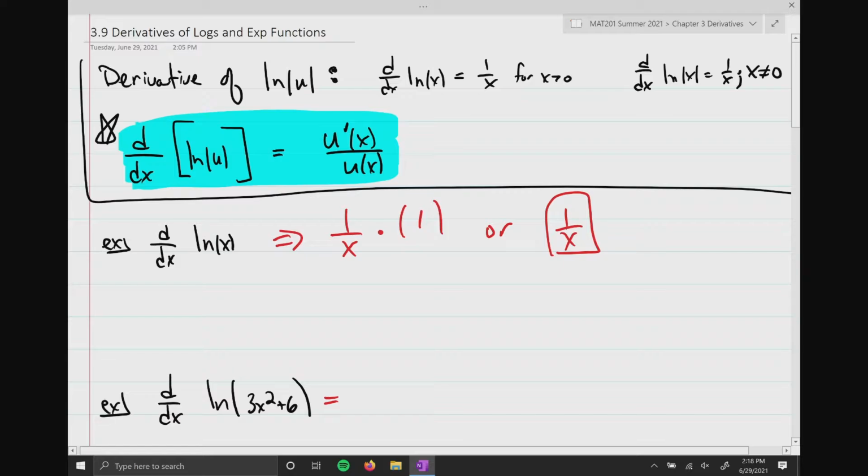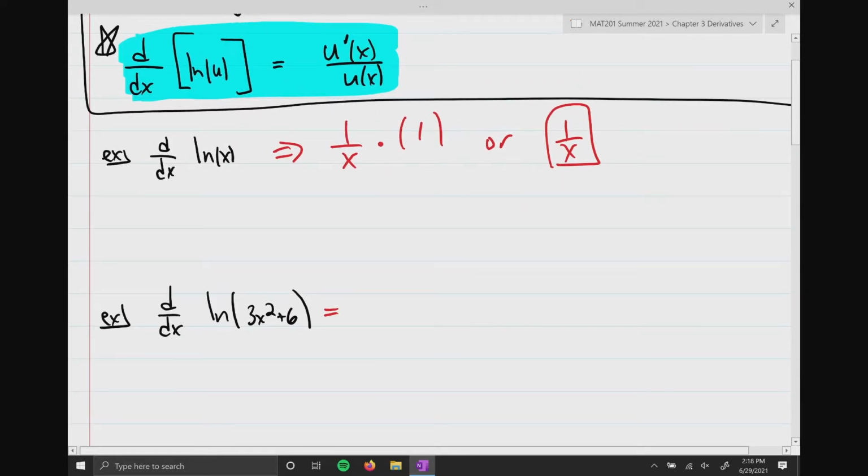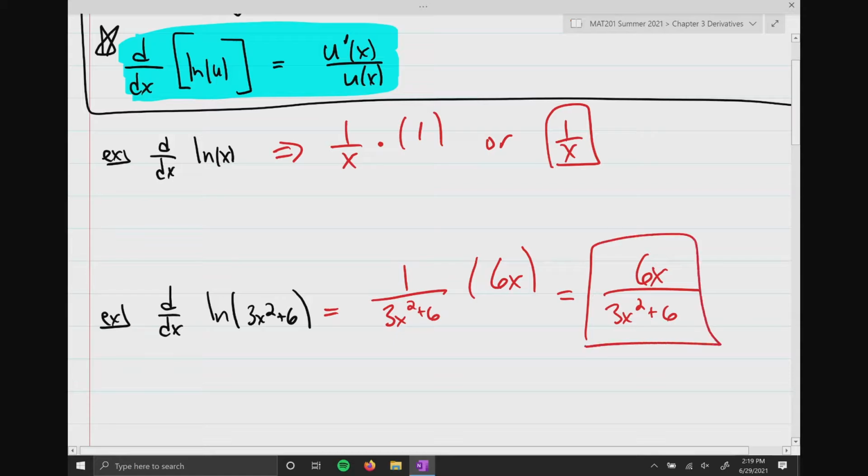So the derivative of the natural log of 3x squared plus 6 is going to be 1 over 3x squared plus 6 multiplied by the derivative of the argument of the function. In this case, it's going to be the derivative of 3x squared plus 6, or 6x. Now, if you wanted to, you can clean this up a little bit by writing 6x over 3x squared plus 6, and that's fine with me. You could factor out a 3 and simplify even further. I'm not going to worry about that. I just wanted to set up the derivatives, that's all.